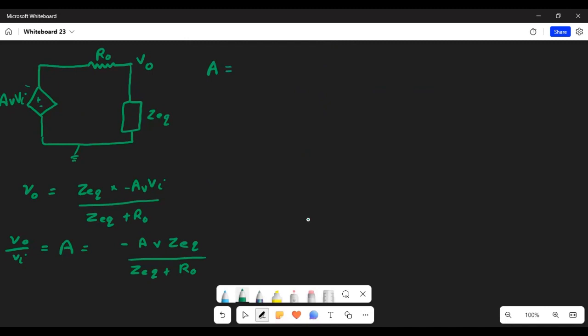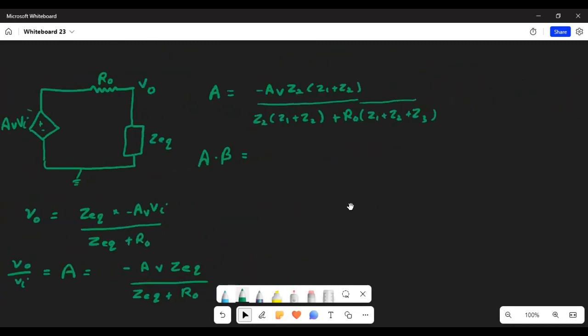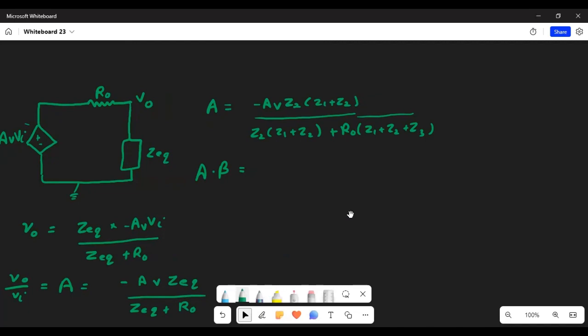If we put the value of Z EQ in it, we will get A equal to minus AV Z2 (Z1 plus Z3) upon Z2 (Z1 plus Z3) plus R naught (Z1 plus Z2 plus Z3). A beta, where beta was Z1 upon Z1 plus Z3. There was a correction, it should be Z1 plus Z3, not Z1 plus Z2, equal to minus AV Z2 Z1 upon Z2 (Z1 plus Z3) plus R naught (Z1 plus Z2 plus Z3).